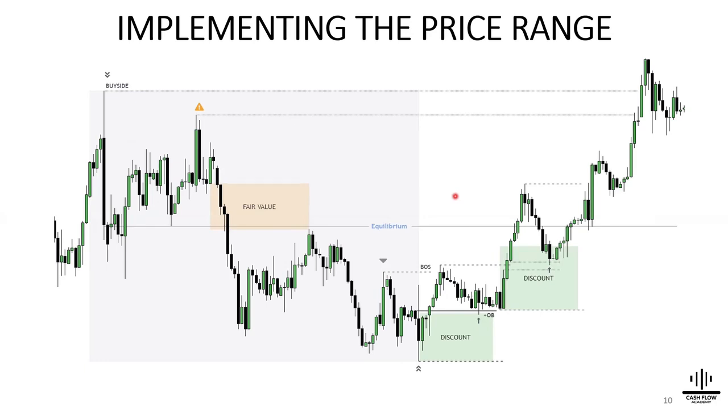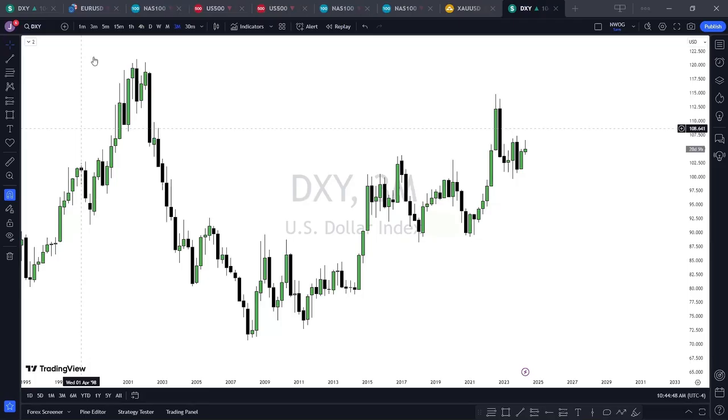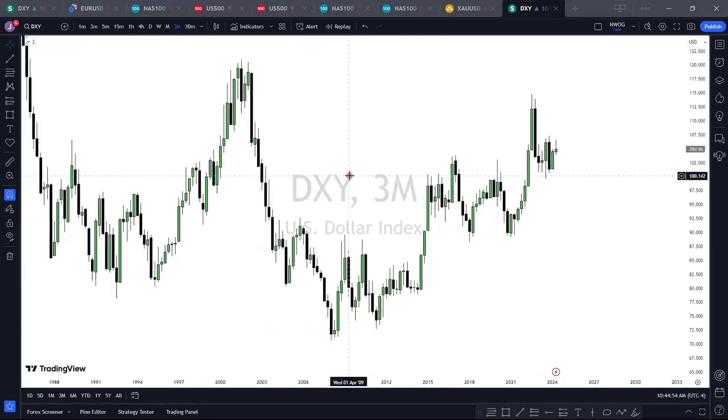So let's go into the chart so I can explain more and also illustrate how you can use and set up your Fibonacci. All right, so this is the dollar index. We can see that the dollar index formed a range.